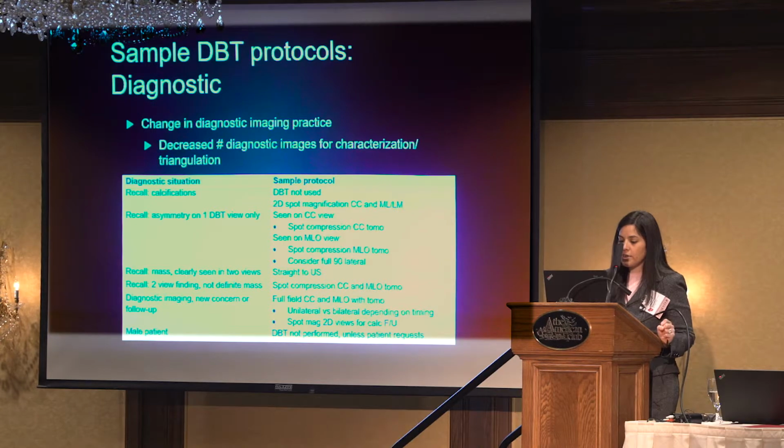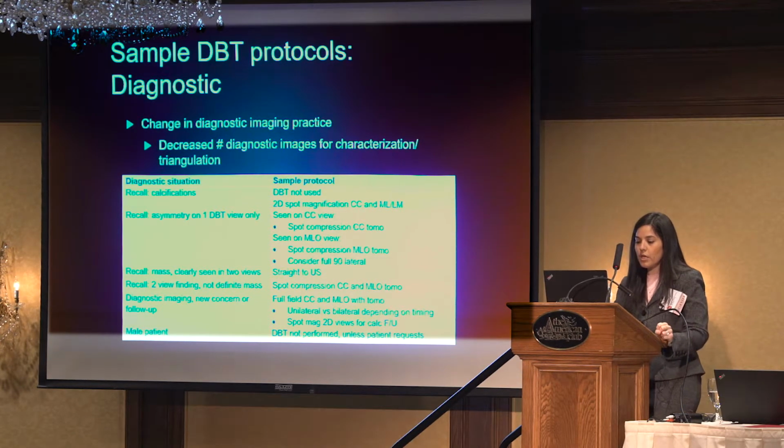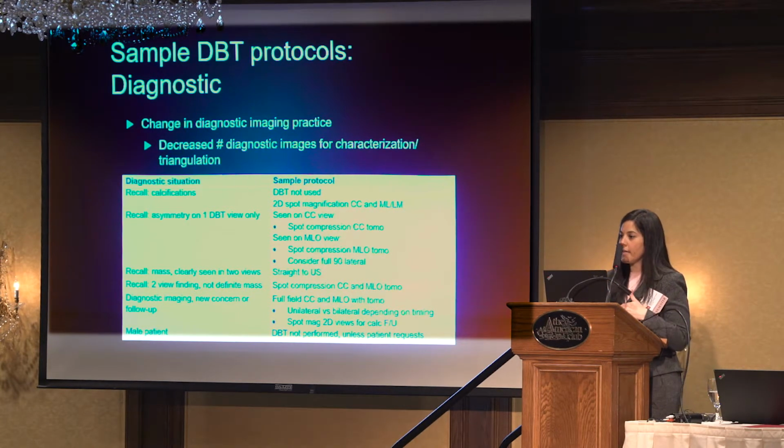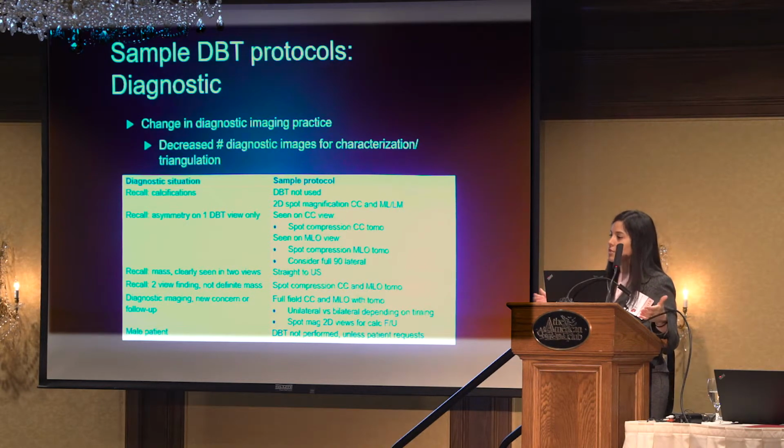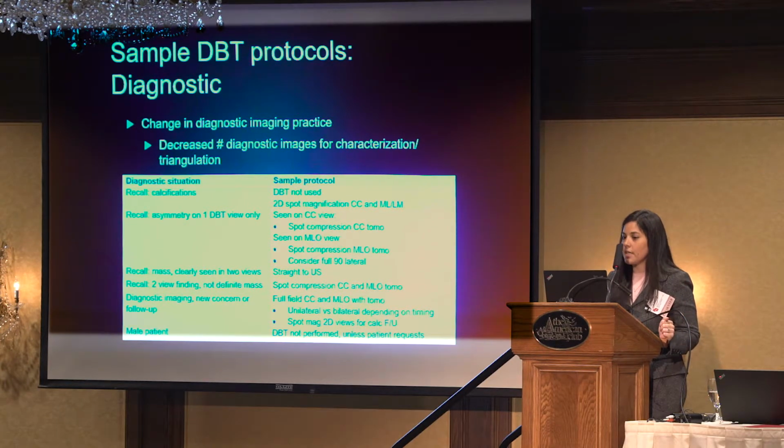For asymmetries that are seen on one DBT view only, we'll do a spot compression tomo view. If it's a clearly seen mass, we decided on a threshold of 7 millimeters or more, especially in a larger breast. You can go straight to ultrasound. But if it's a 4 millimeter mass in a big breast, then your colleague who's doing the diagnostic ultrasound is going to be searching and searching and searching.